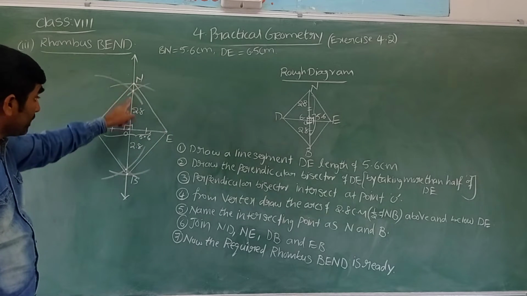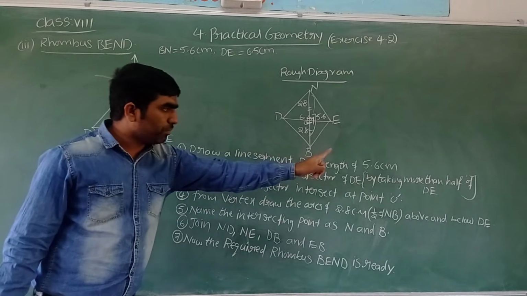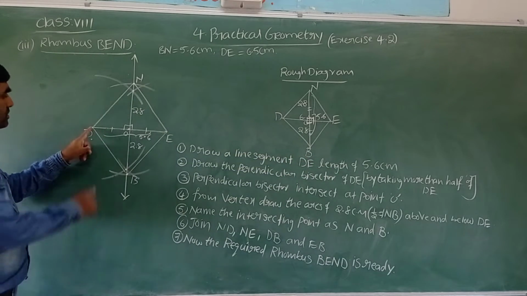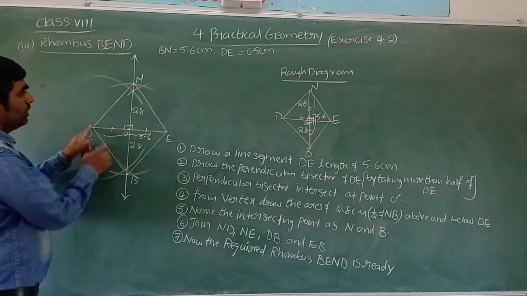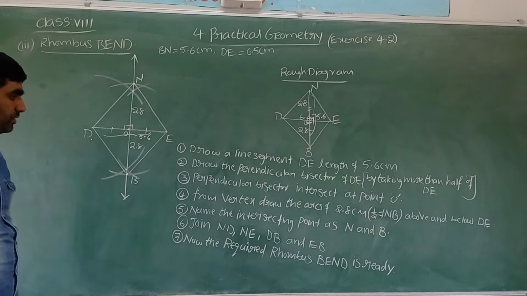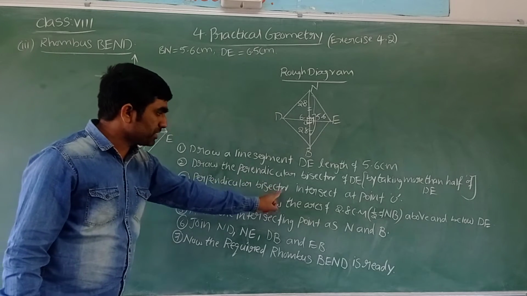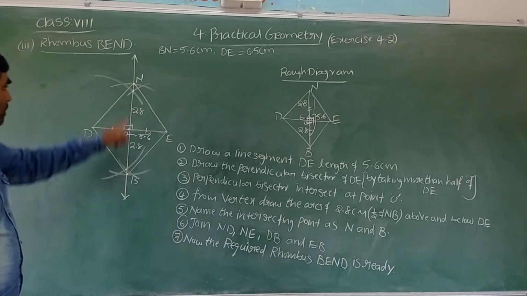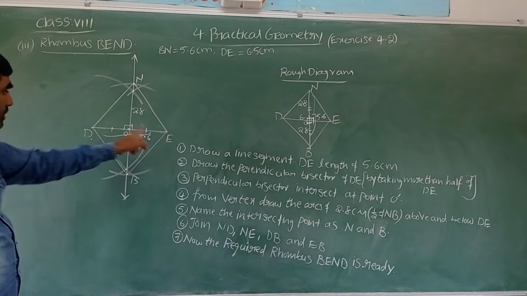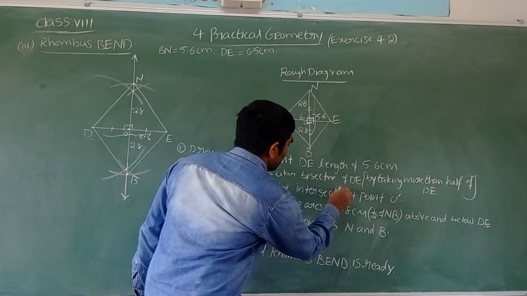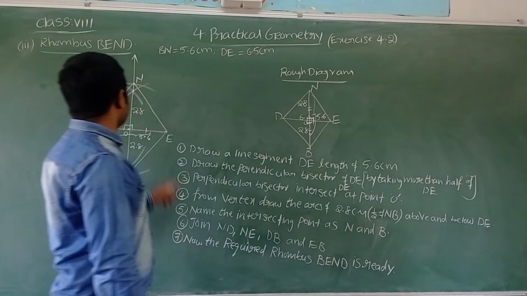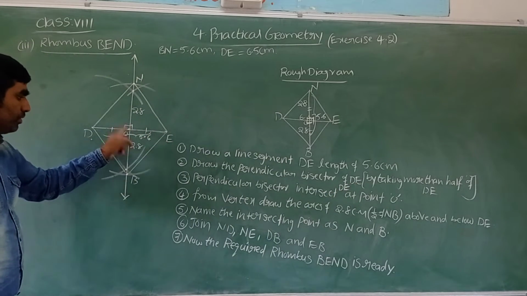How can we draw the perpendicular bisector? I said by taking more than half of DE. Set the compass more than half of DE, and you can draw the perpendicular bisector. The perpendicular bisector intersects DE. It is going to intersect DE at point O.